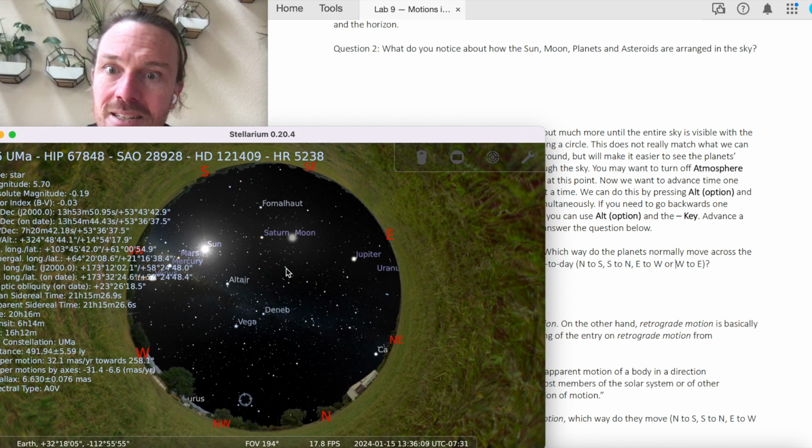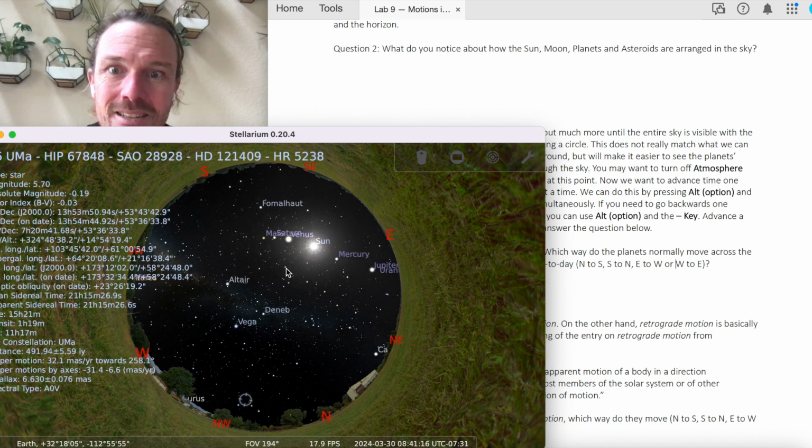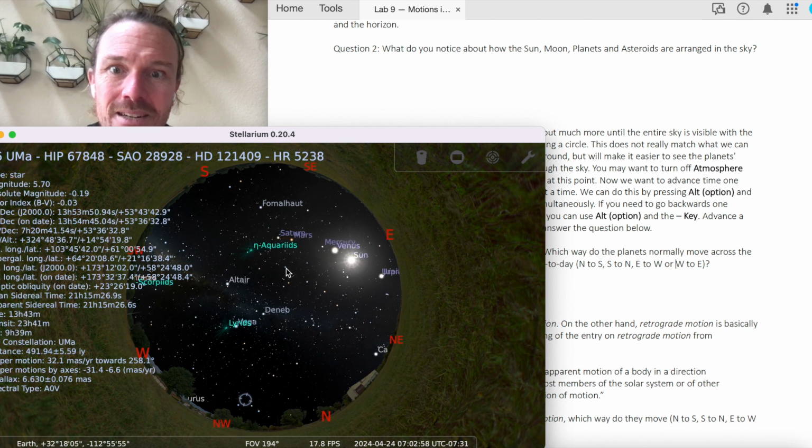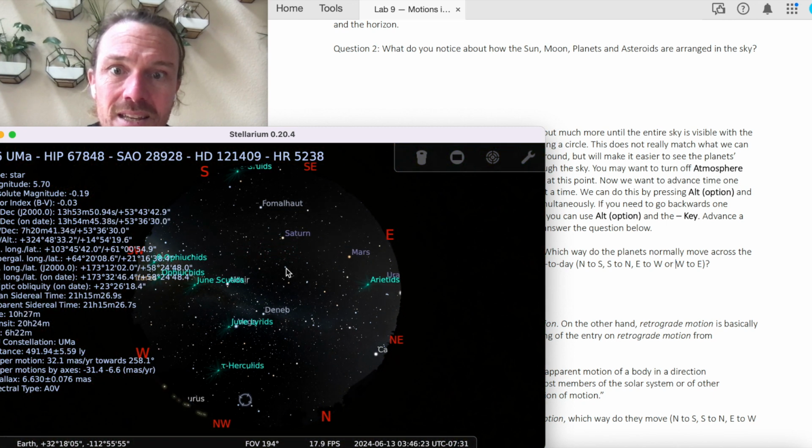Oh, do you see Mercury? You see what it did? It's going one way, then it turned around. Oh, there it goes again. And here's Mars, moving across the sky.